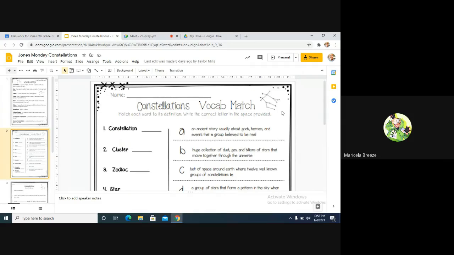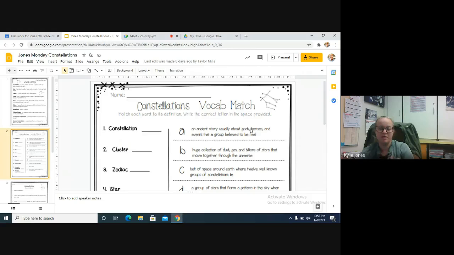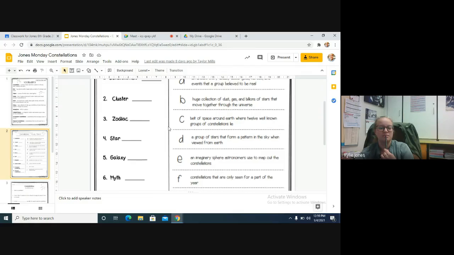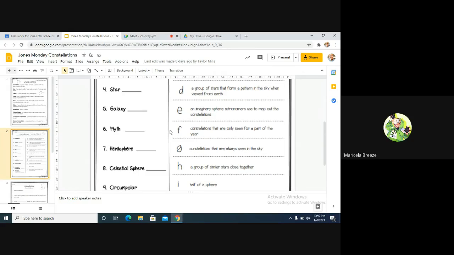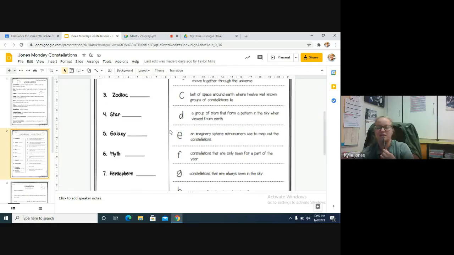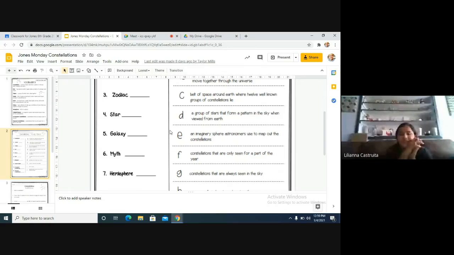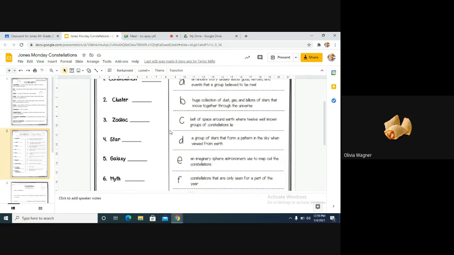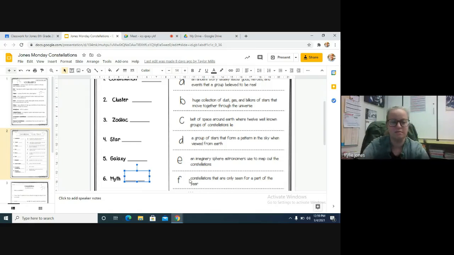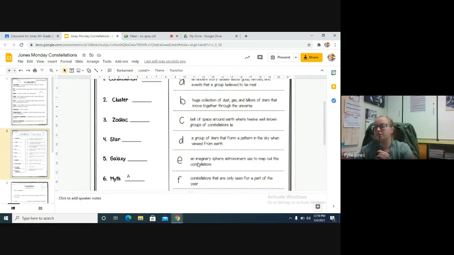So if we look at the first one, part A, an ancient story usually about gods, heroes, and events that a group believed to be true. What vocabulary word does that match? What do you guys think? What does it match? Zodiac? Not Zodiac. Myth. It's a myth. So we would click on the myth one and put A. Okay. That's all you need to do. Put the letter next to it.